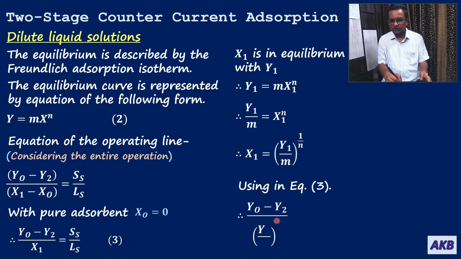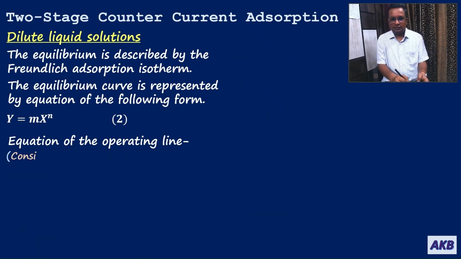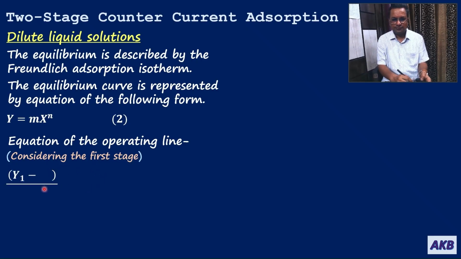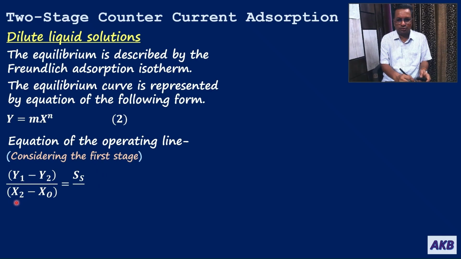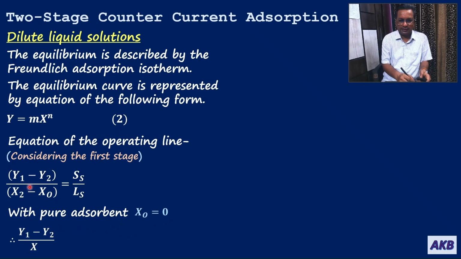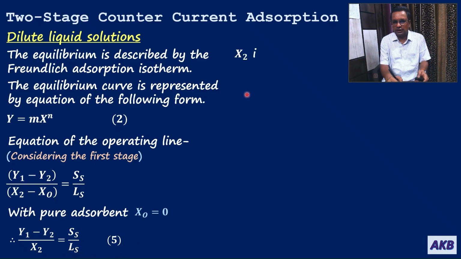So it will be (Y0 minus Y2) upon (Y1 upon M) raised to 1 by N, that is equal to SS upon LS. And I will call it equation number 4. Then if you consider the other equation for the operating line, when you consider the first stage, the equation is capital Y1 minus capital Y2 upon capital X2 minus capital X0, that is equal to SS upon LS. If you are using pure adsorbent, then X0 will be 0, and in that case the equation will be capital Y1 minus capital Y2 upon X2, that is equal to SS upon LS. I am calling it equation number 5.